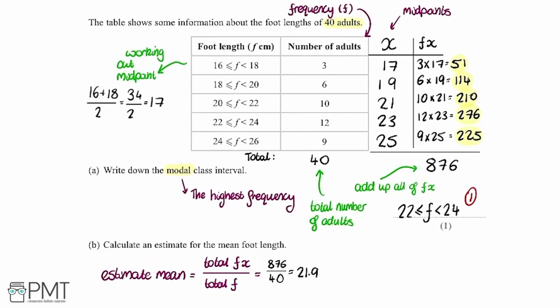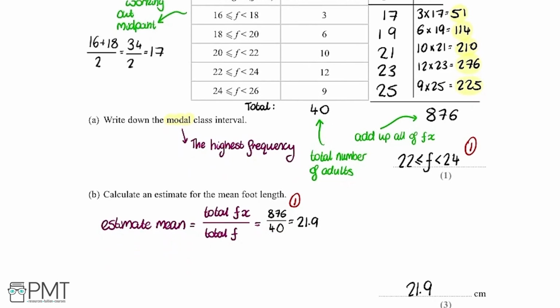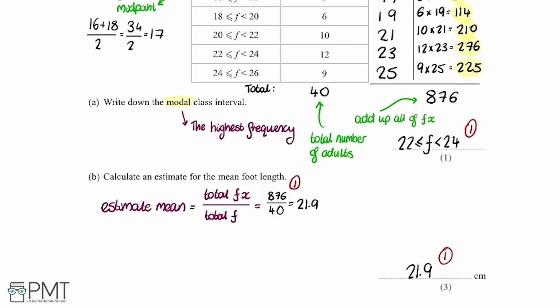In this case, we get 1 mark for working out all the numbers in this column over here. So you get 1 mark for our midpoint multiplied by frequency column. We then get another mark for realizing we need to add all those numbers up and divide by 40, so the number of adults. And then we get our third and final mark for the correct answer of 21.9.